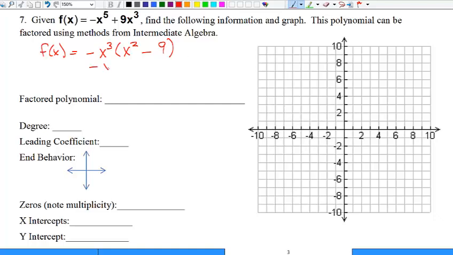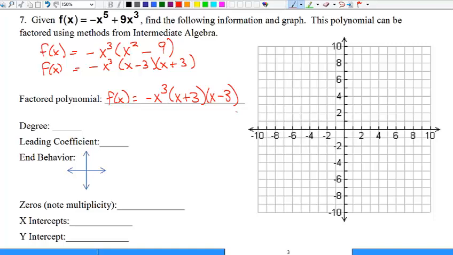Now negative x cubed is our GCF, but x squared minus 9 is a difference of squares. So that's x plus 3, x minus 3. So this is my factored polynomial: f of x equals negative x cubed, x plus 3, x minus 3. Okay, so my degree from my original problem is 5. My leading coefficient is negative 1. Because 5 is odd and my leading coefficient is negative, that means I'm going up and down for my end behavior.